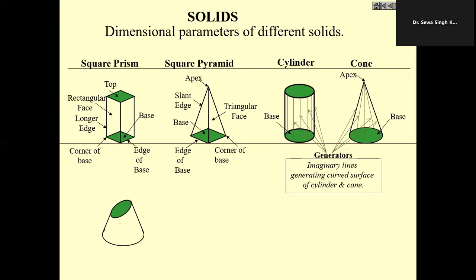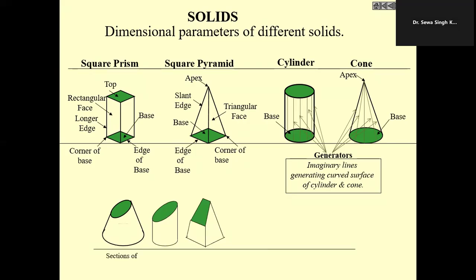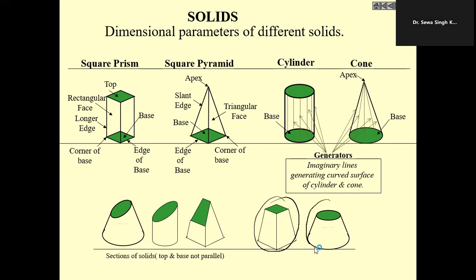Sometimes we come across truncated solids. So this one is truncated cone. This is truncated cylinder. This is truncated square pyramid. And when this section part is parallel to base, it is called frustum of that solid. For example, this one is frustum of square pyramid. This one is frustum of cone.